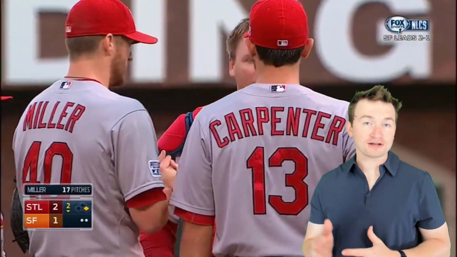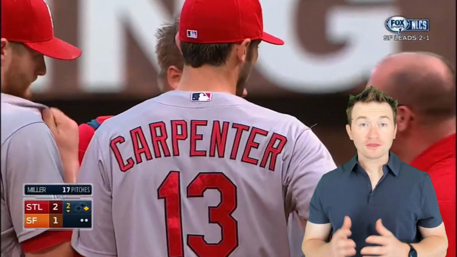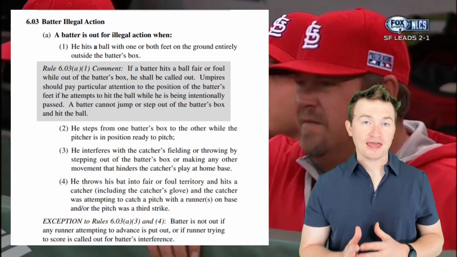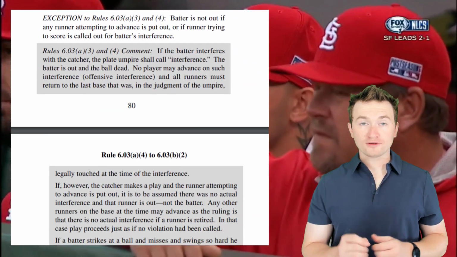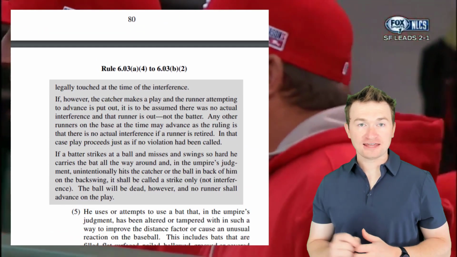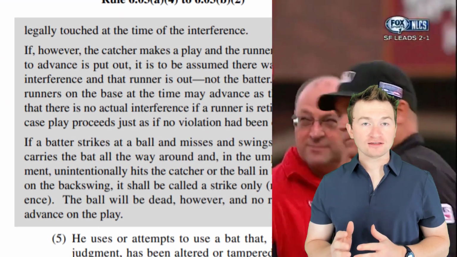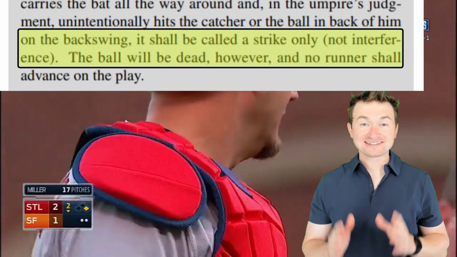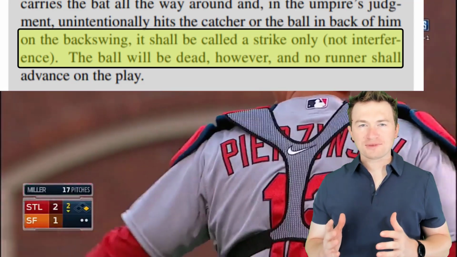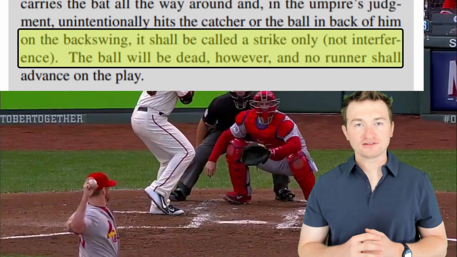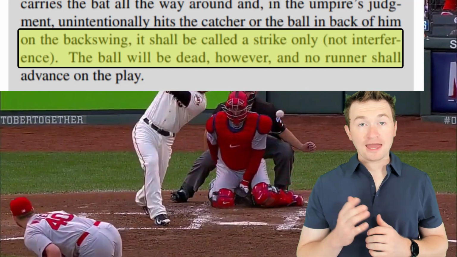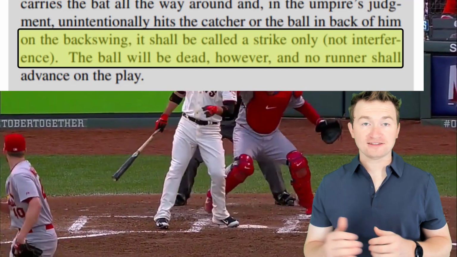So let's start with our review. First, this is a correct call for an MLB baseball game. The relevant rule for this play is actually a comment on Rule 6.03A3. The comment on this rule specifically labels this contact in this play as contact, quote, on the backswing. And it specifically notes that this is not interference. You commonly hear this referred to as backswing interference, but by rule, it's simply enforced as a dead ball strike, and the runners go back to their base at the time of the pitch.